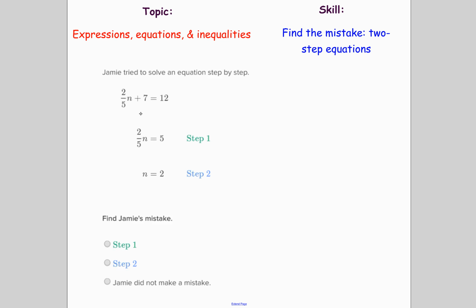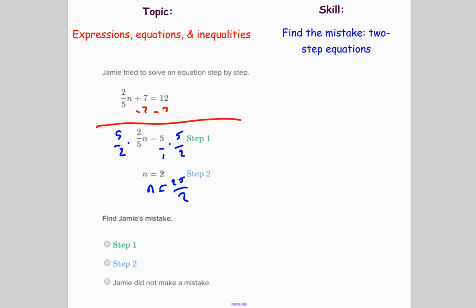So first step, it looks like Jamie subtracted 7 from both sides, and when she did, you get 2/5 n equals 12 minus 7, 5. So far, so good. Now, to go from 2/5 n to just n, you've got to multiply by the reciprocal of 2/5, which is 5 over 2. 5 over 2 times 2/5 equals 1, 1n. Well, if I multiply one side by 5 over 2, I've got to multiply the other side by 5 over 2. And if you look closely, this is 5 over 1 times 5 over 2, which is 25 over 2. So right here, instead of n equals 2, it should actually say n equals 25 over 2.